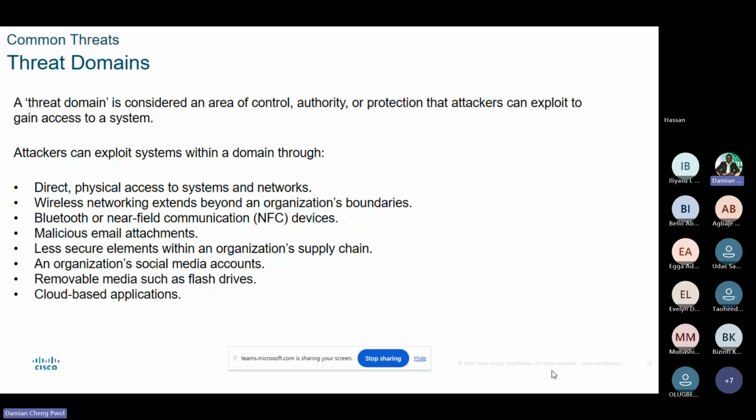Bluetooth or near field communication, NFC, devices, which is common with some devices like phones. iPhones have NFC, Samsung Galaxy has NFC. Even the top big phones, even the Infinix, have NFC. If I want to know if my phone has it, it's on NFC.